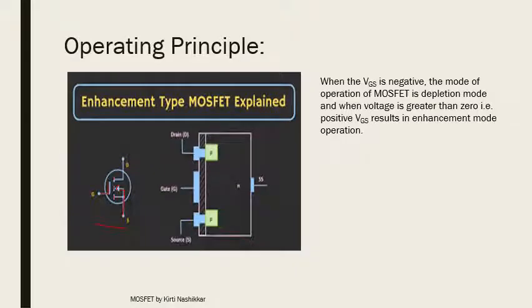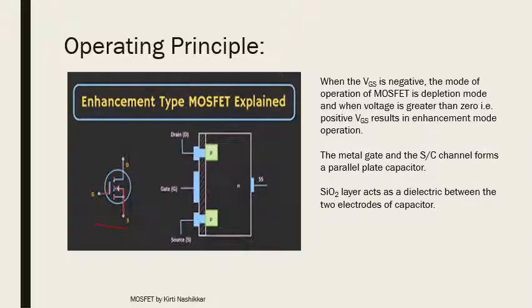When VGS is negative, the mode of operation of the MOSFET is depletion. And when the voltage is greater than 0, that is when VGS is positive, that is the enhancement mode of operation. The metal gate and the semiconductor channel form a parallel plate capacitor. The SiO2 layer acts as a dielectric between the two electrodes. The input impedance of the MOSFET is very high.